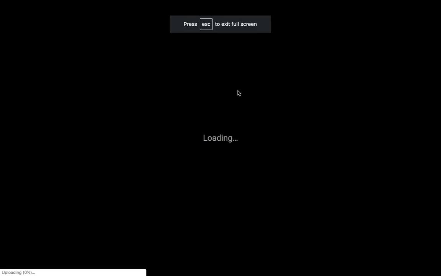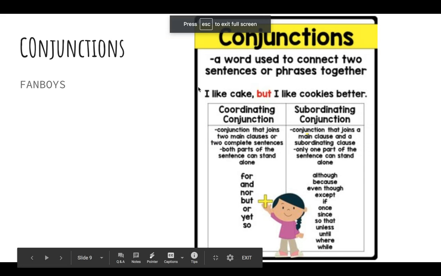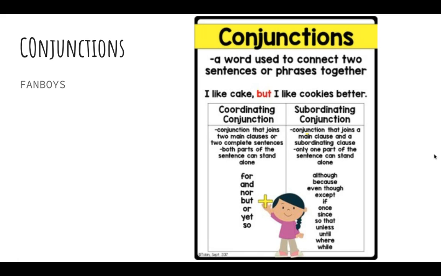So I'm going to share my PowerPoint. All right, so yesterday we talked about adjectives, verbs, and nouns. Let's move on. Today we're going to talk about conjunctions. Conjunctions are words used to connect two sentences or phrases together.